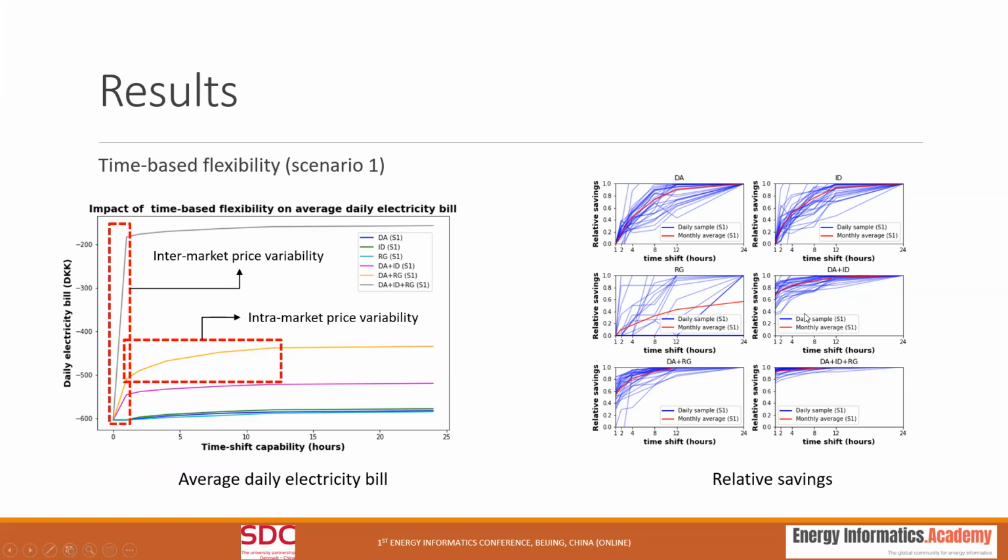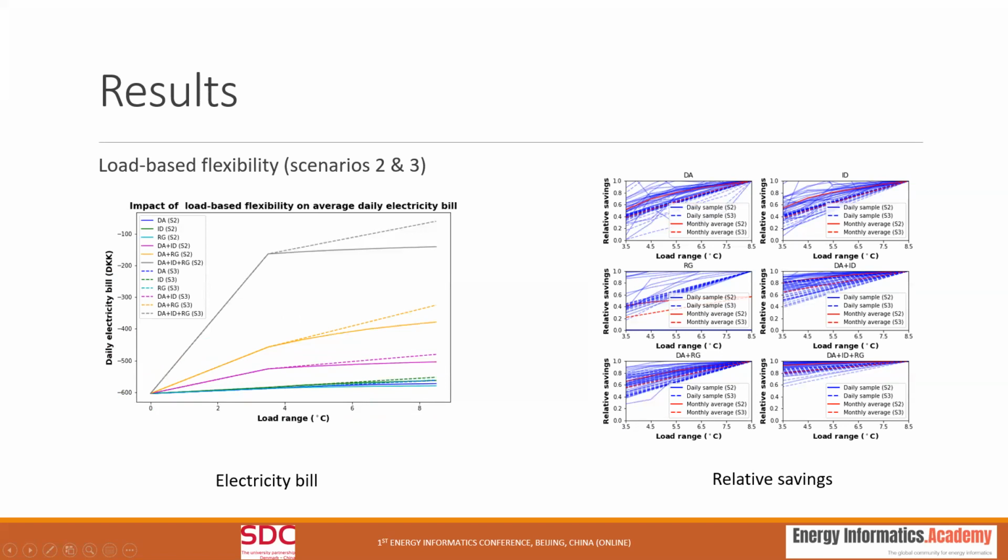While for multiple market options, most of the gains are already achieved at very low flexibility. So there's even less incentive to have higher flexibility in this case. Now if you look at load-based flexibility, the full lines represent scenario 2, where we essentially increase temperature only in one direction, so decrease power in one direction. And actually, surprisingly, we have limited extra savings.